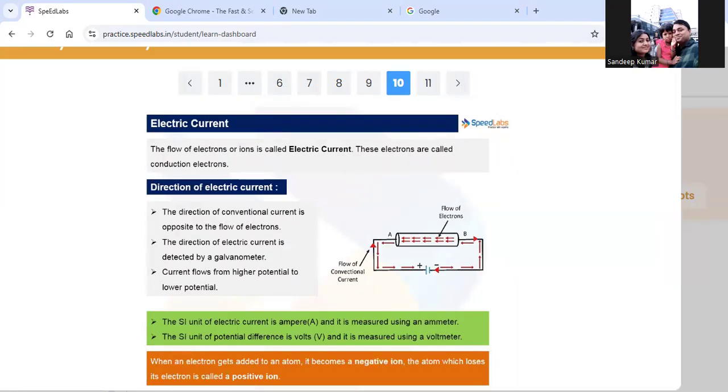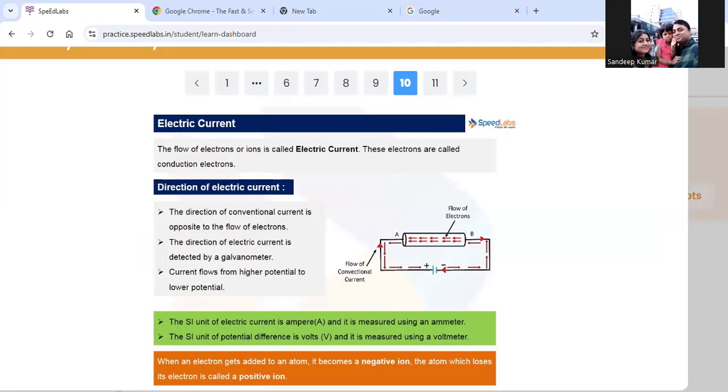Current flows from higher potential to lower potential. The SI unit of electric current is ampere and is measured using the ammeter. The SI unit of potential difference is volt and is measured using the voltmeter. Ammeter is always connected in series, whereas voltmeter is always connected in parallel, children. Is it clear? So when an electron gets added to an atom, it becomes a negative ion, that is called an anion. And the atom which loses electrons becomes a positive ion, that is called a cation.